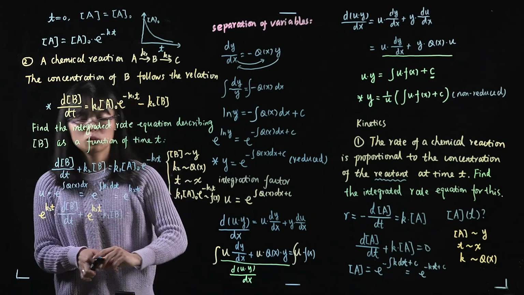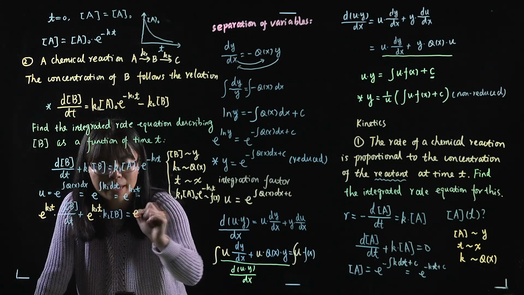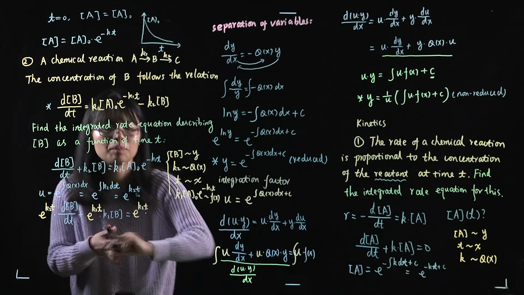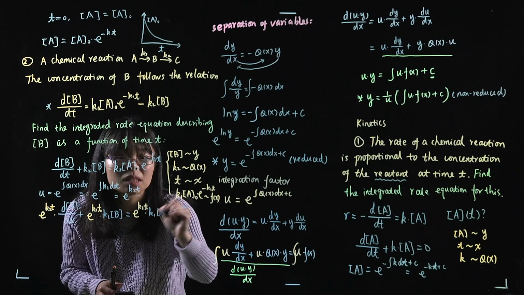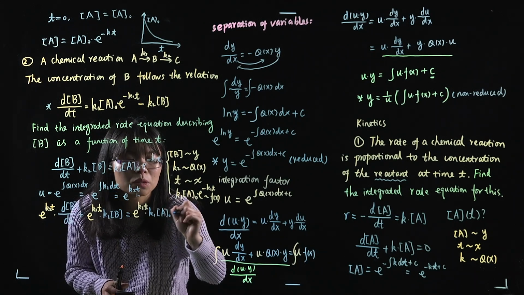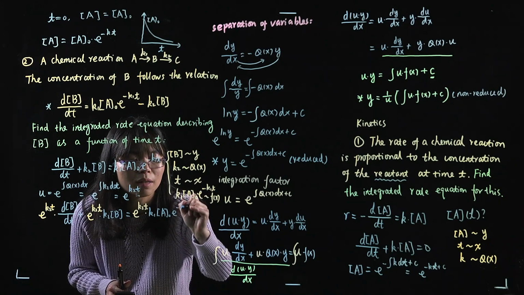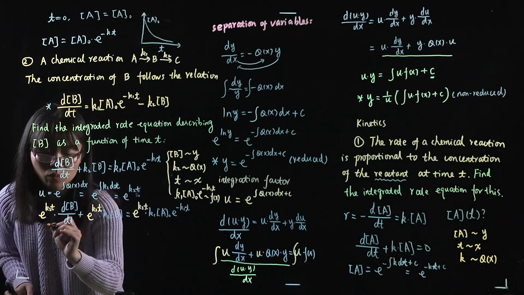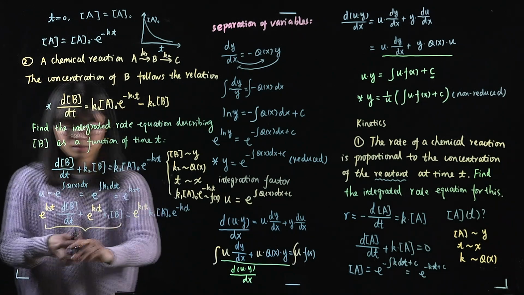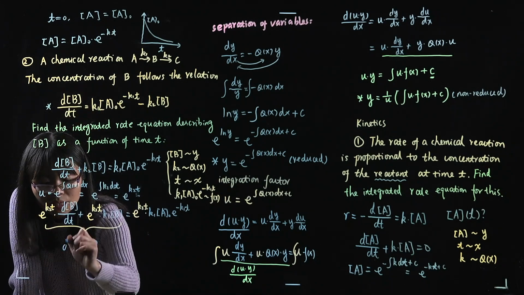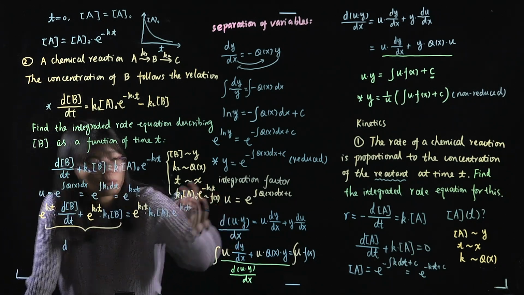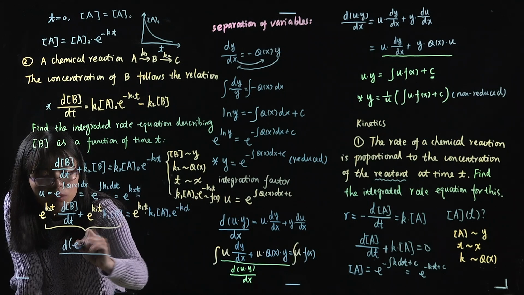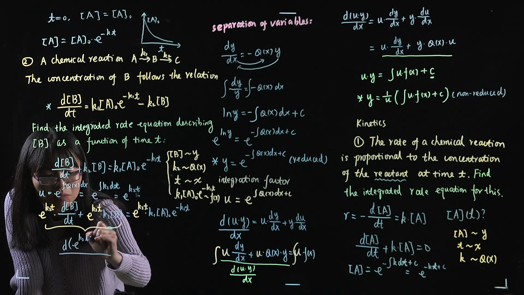On the right-hand side of the solution equation, I multiply the same integration factor e to the K2t times K1 times A naught times exponential to the negative K1 t. Okay, so what we can find out is this is simply the d of u times y. So what is my u? My u is e to the k2 times t.